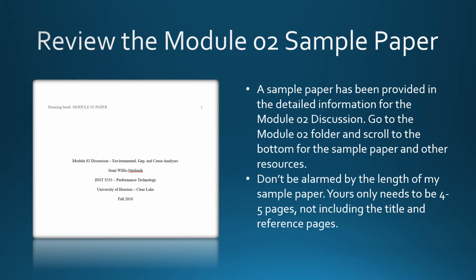To get a better idea about how these analyses come together in a report to your organization's stakeholders, take some time to review the sample paper that I have created. It is posted with the resources in the detailed information about the Module 2 discussion. To locate the sample paper, go to the Module 2 folder and scroll to the bottom. There you should find the Module 2 discussion information, which will include a link to the sample paper.